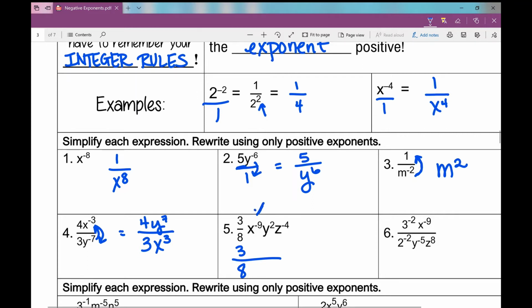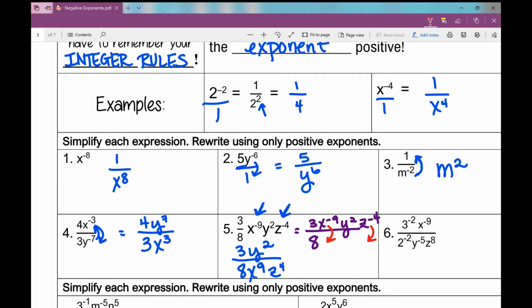So let's look at my negative exponents first. I see x to the power of negative 9. I'm going to put that in my denominator, make my exponent positive. I see z to the power of negative 4. I'm going to move that in my denominator and make my exponent positive. Y squared, what happens with that? It stays up top, y squared. So if I wanted to, I could have rewritten this as 3 over 8, x to the power of negative 9, y squared, z to the negative 4th. If that helps you understand, I'm moving only this variable and negative exponent down, only this variable and negative exponent down. You can always rewrite it like that.